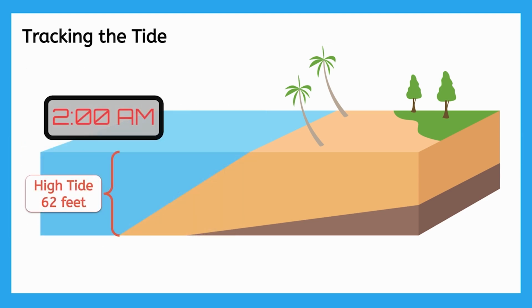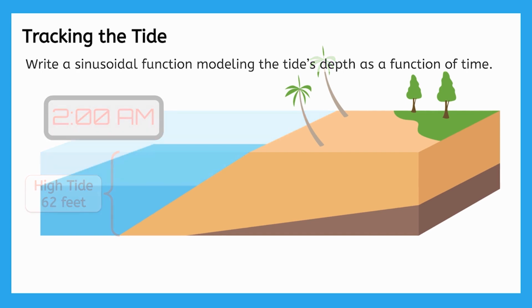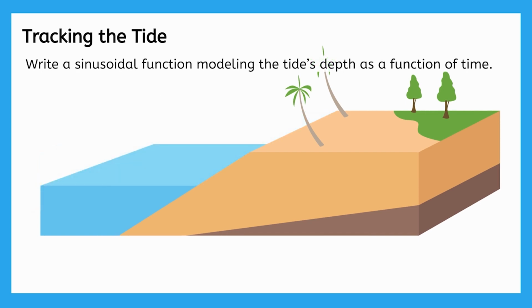At 2 a.m., the water was 62 feet deep. Then, 6 hours later, low tide was measured to be 56 feet deep. Before we try writing the equation, let's see if we can plot a sinusoidal function modeling the tide using the 5 key points.